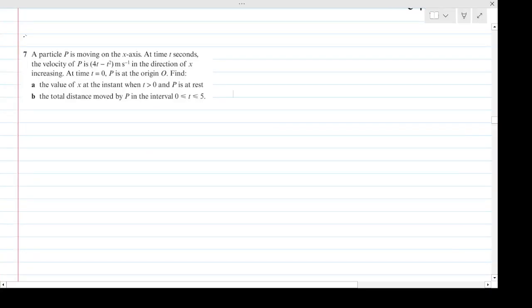Okay, so we've got this question here then. So here we're told a particle is moving on the x-axis at time 2 seconds. The velocity, again, is given by 4t take away t squared, in the direction of x increasing. At time t equals 0, P is at the origin. Okay, so the displacement is 0 again, right, if it's at the origin. So for part A, we need to find the value of x at the instant when t is greater than 0, but P is at rest. That's the key part here. That means the velocity is 0.